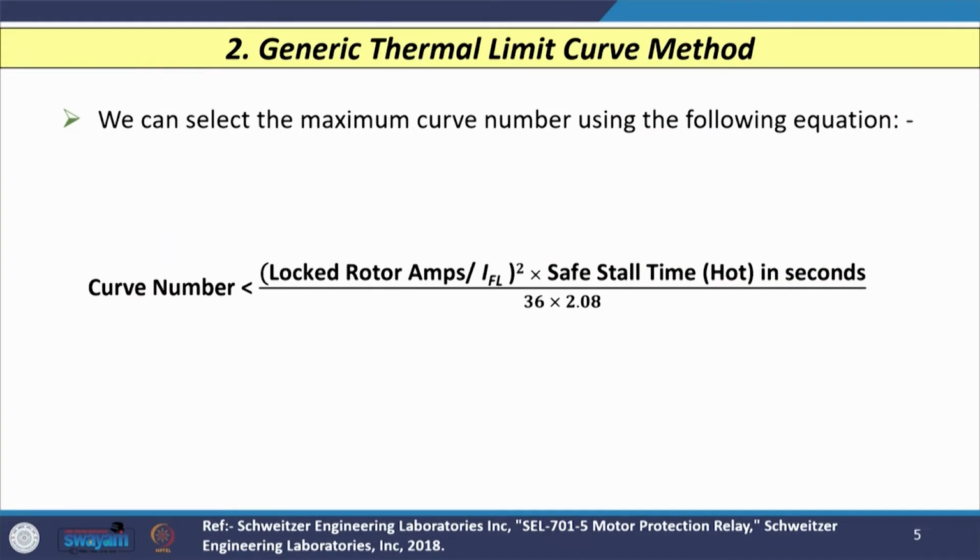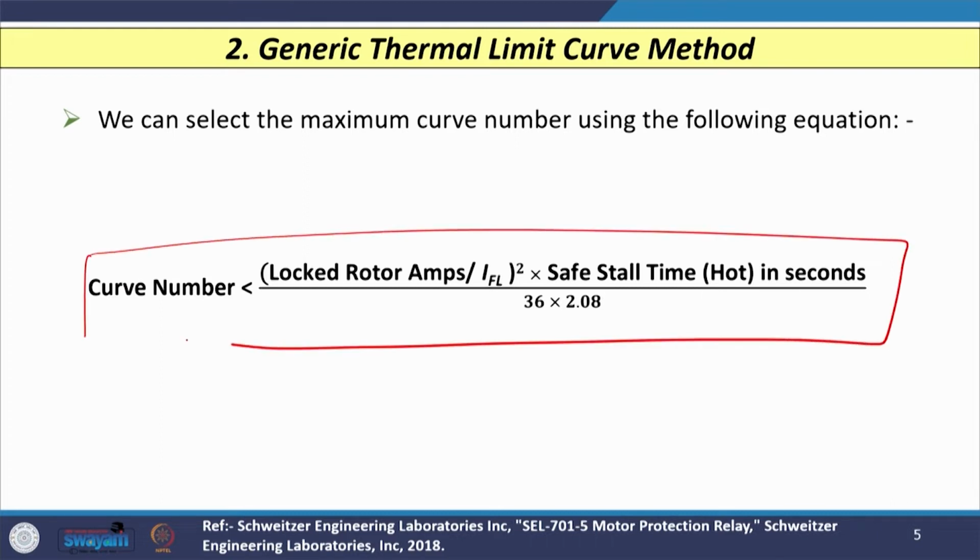If we wish to select the curve number, we have to use this equation. Whatever value you obtain, you have to select that curve or a lower curve from those given. According to this equation, the curve number contains the locked rotor amps divided by full load current, squared, multiplied by the safe stall time of the motor in hot condition, given in seconds, and divided by a few constants.